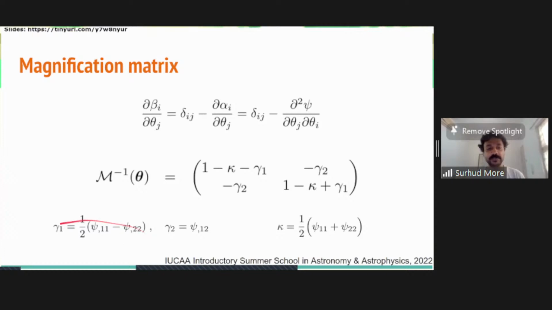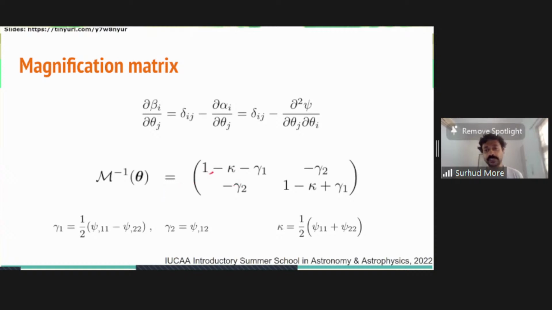Okay? So you can take the matrix which gets defined like this, and then you can express it in terms of some other variables, gamma 1, gamma 2, and then the kappa that you are using. So you know the kappa and lensing potential obey the Poisson equation. The Laplacian of psi is 2 times kappa. And so you get this particular identity: kappa is half times psi 1 1 plus psi 2 2. And then you can define these quantities gamma 1 and gamma 2 to be something like this. Then the inverse magnification matrix that you get based on these components looks something like this.